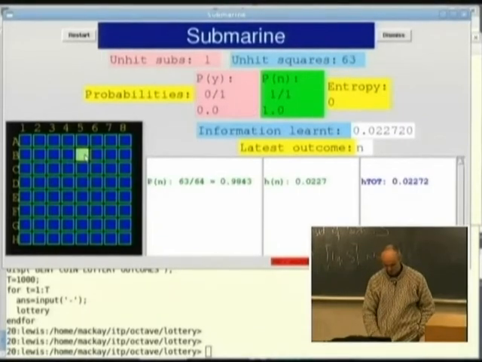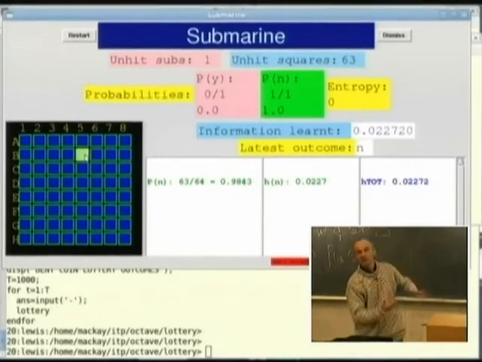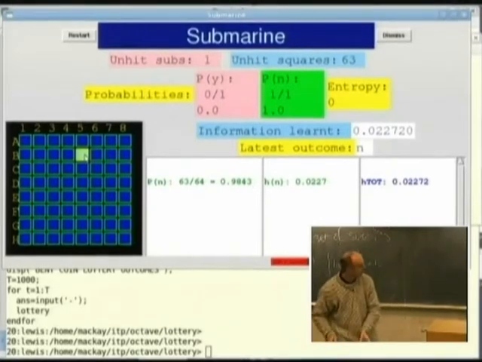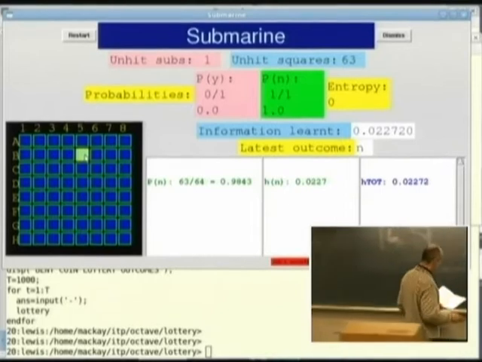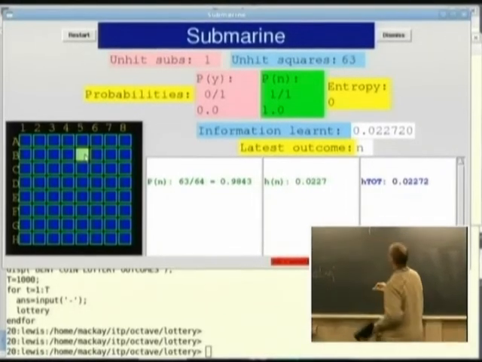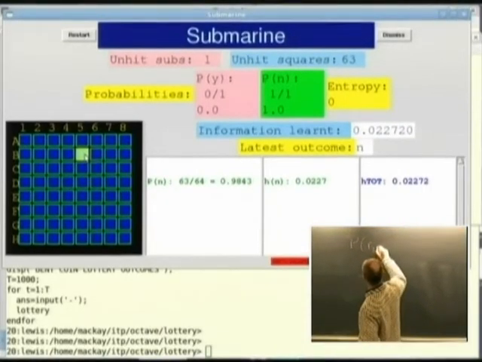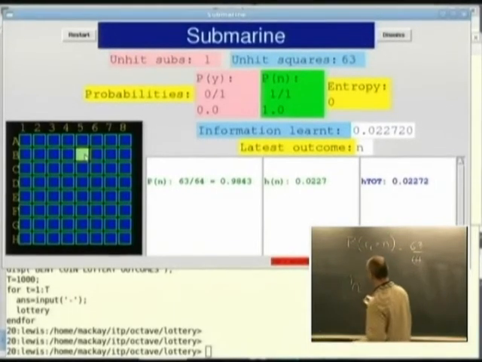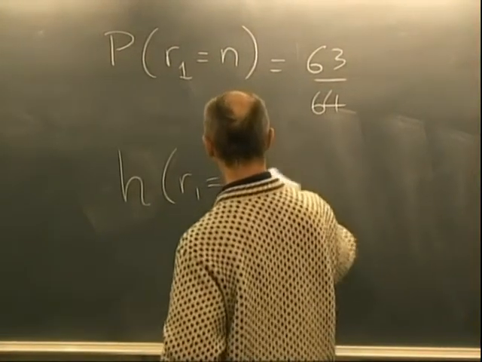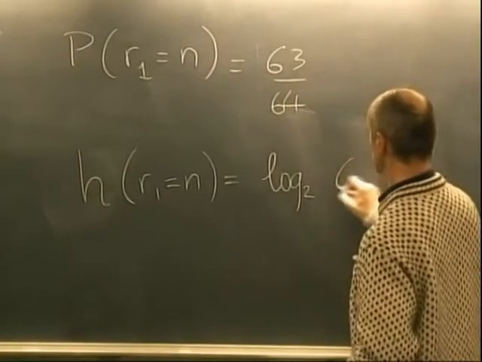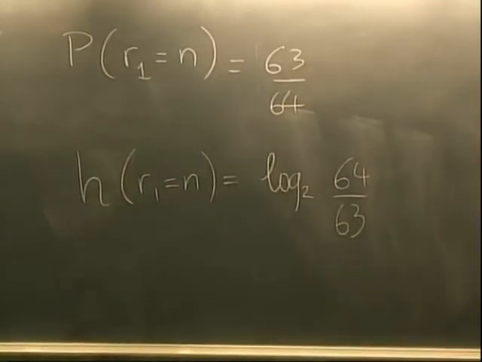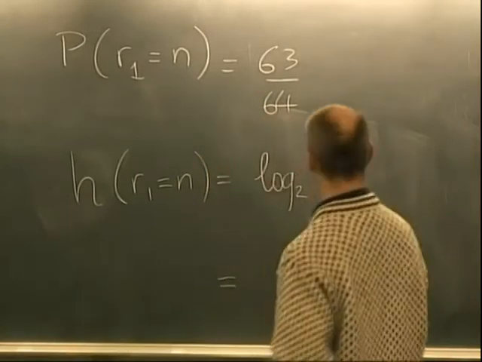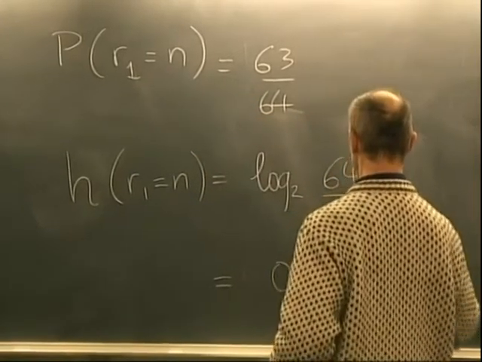Shall we fire at this square? Bomb. And we're keeping track. What was the probability of the outcome that happened? I fired, and I got green, which is no, no submarine. The answer for that first outcome, which was no, was 63 over 64. So the Shannon information content of that first outcome is log base 2 of 1 over that, which is log base 2 64 over 63. All right. And that's this slightly bizarre number here, 0.0227. So what's going on?